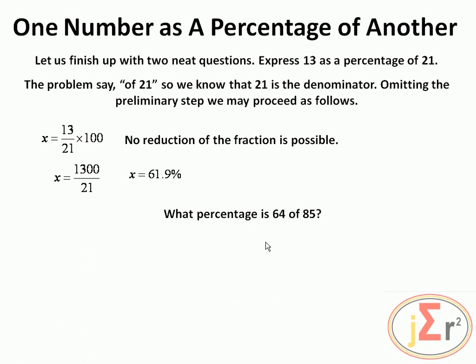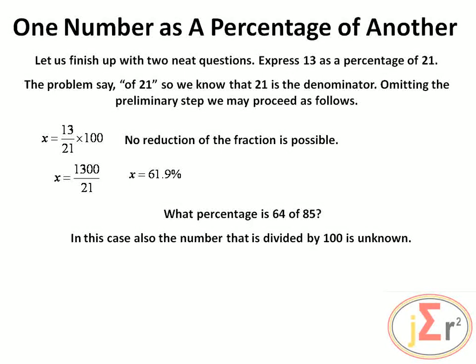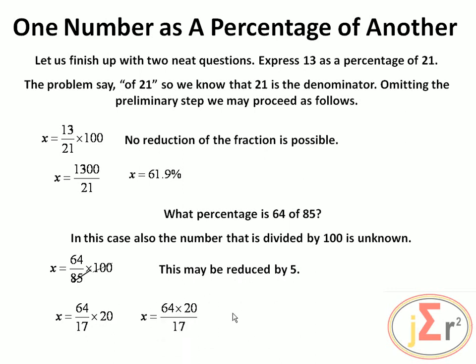What percentage is 64 of 85? We say what percentage, that means it is the percentage that we do not know. In this case also, the number that is divided by 100 is unknown. So what do we do here? We may reduce the fraction by 5. So 5 into 85 is 17, and 5 into 100 is 20. Of course, nothing else will reduce, no common factors, and our percentage is written with a decimal fractional part.